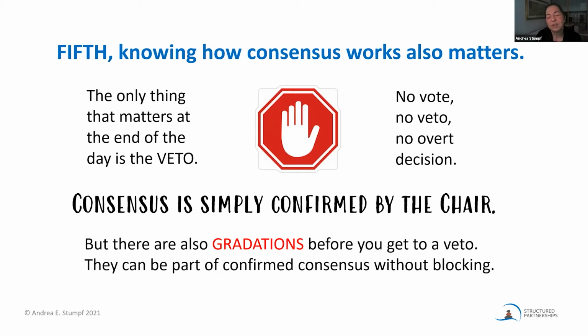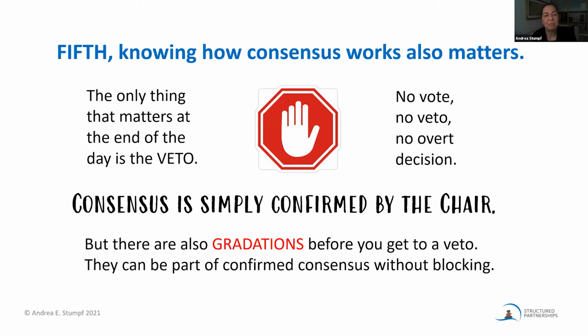It's interesting, for consensus, at the end of the day, the only thing that really matters about it is that individual partners carry a veto. And everyone carries a veto, and each one is equal to every other veto. This is not a vote. But if you have basically no vote and you have no veto that's expressed, it's not even an overt decision.